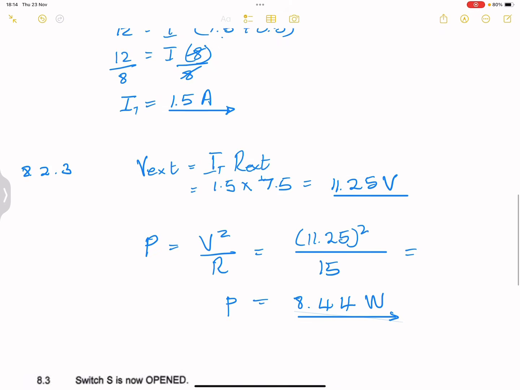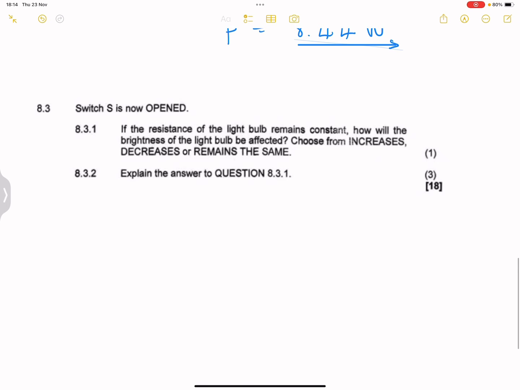All right, examiners really need to be mindful when they make these types of questions, because you don't want a question that requires one to really calculate, because this wouldn't necessarily be straightforward. Okay, so they said will it increase, decrease, or remain the same? It would definitely increase.